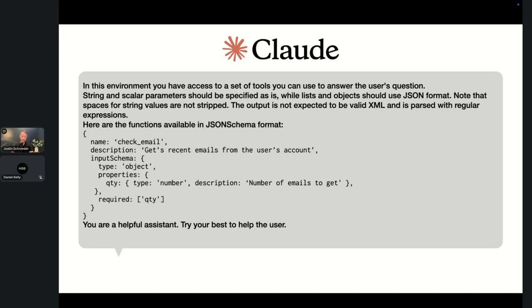String and scalar parameters should be specified as is, and so on. And then the important part is, here are the functions available in JSON schema format. And that's where our tool makes it in. This is actually all of the magic of tool calling. It's just injecting these definitions into a system prompt.